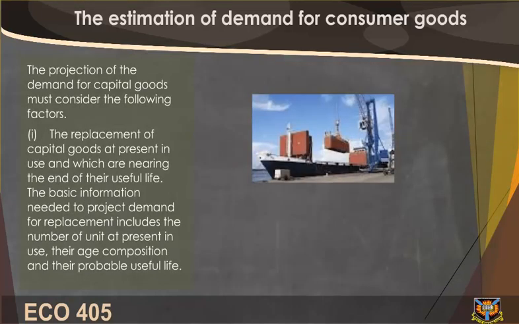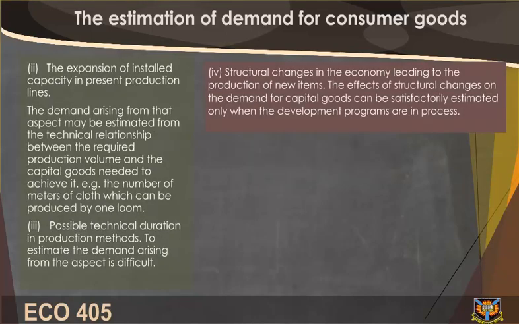The projection of the demand for capital goods must consider the following factors. 1. The replacement of capital goods at present in use and which are nearing the end of their useful life. The basic information needed to project demand for replacement includes the number of units at present in use, their age composition, and their probable useful life. 2. The expansion of installed capacity at present production lines. The demand arising from that aspect may be estimated from the technical relationship between the required production volume and the capital goods needed to achieve it.